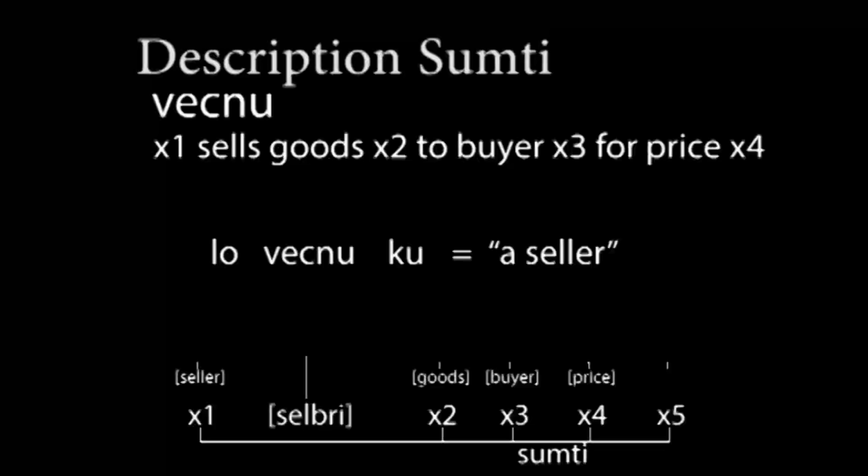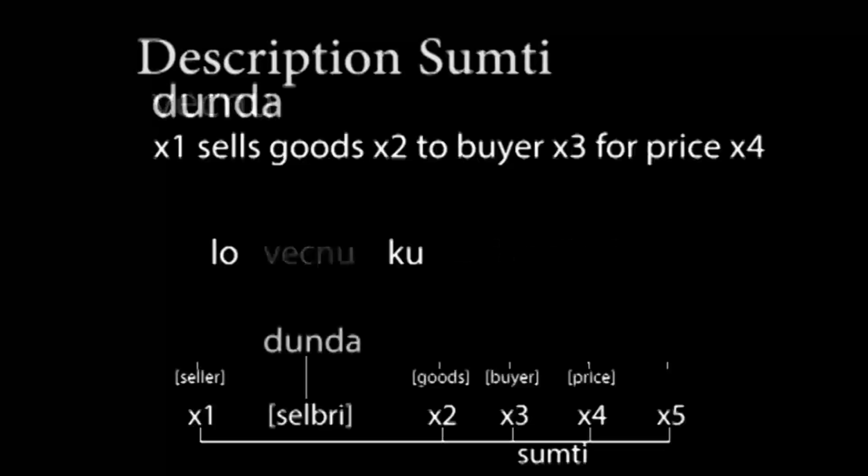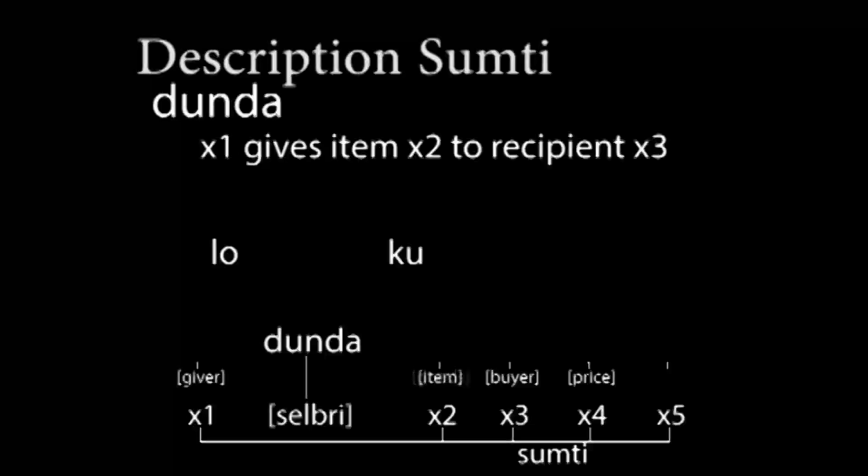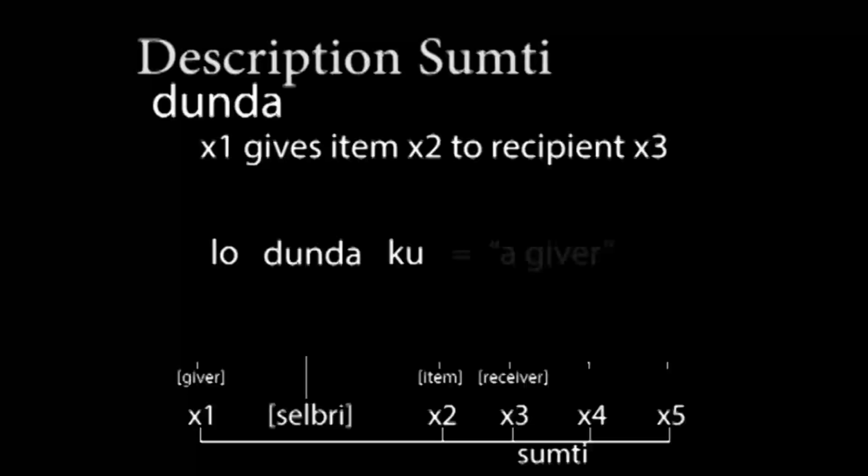This works on any selbri. If we bring back dunda, whose place structure is x1 gives item x2 to receiver x3, lo dunda ku will capture the x1, and we get a sumti term that refers to the giver or donor of some sort. We can now use these lo descriptions as arguments in any bridi we wish.